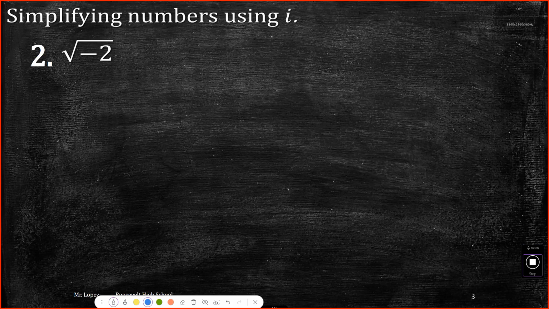We're going to simplify numbers using i. Problem number 2, square root of negative 2. Step 1, separate the negative from the positive. So, how do you do that?